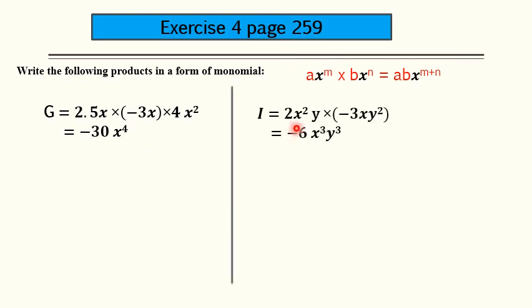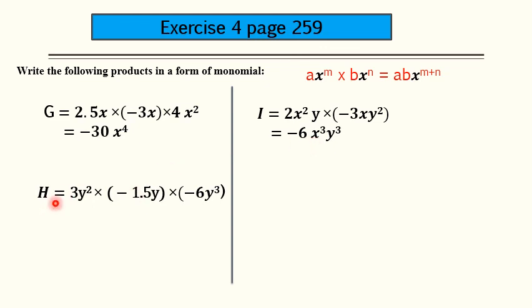I equals 2x squared y times minus 3xy squared. What to do here? We have 2 times 3 is 6. X squared times x is x cubed. Y times y squared is y cubed. So the answer is minus 6 x cubed y cubed.